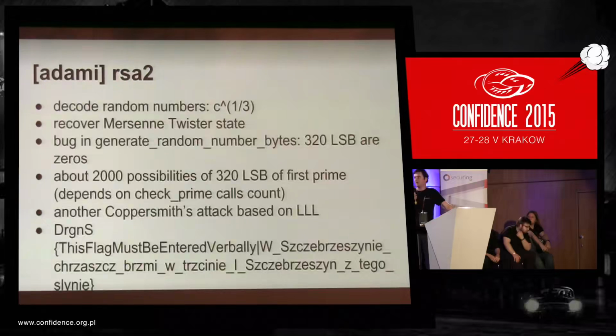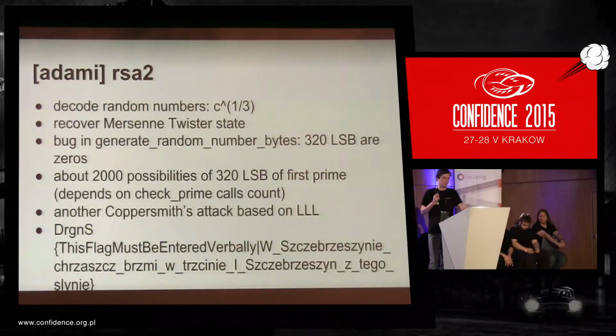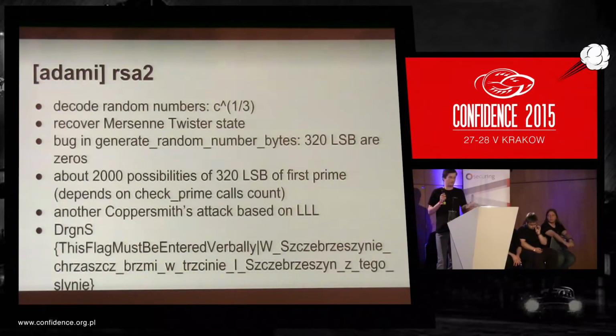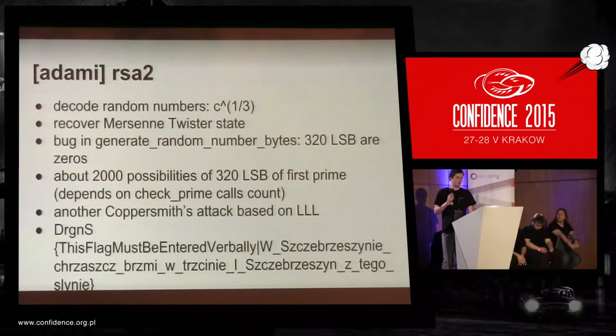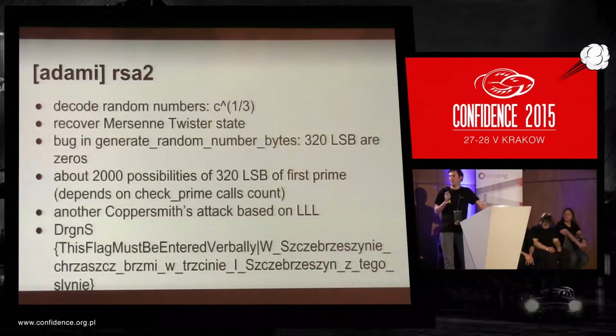There was also not a crypto problem, but an implementation bug in a function which generates random numbers, and this function always returned the last 320 least significant bits as zeros. So this amount of bits of the first prime number only depends on the Python random generator, and since we had its internal state, we were able to find some possibilities of these bits. Having that, we were able to run another Coppersmith attack from the paper and get the flag.